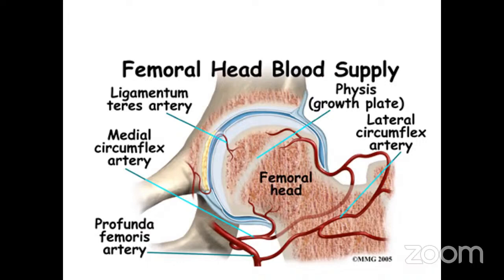And the major feeder is coming from the medial circumflex femoral artery, which is actually posterior, and the lateral circumflex artery, which is anterior. They form a ring, and from there the vessels arise. Okay.